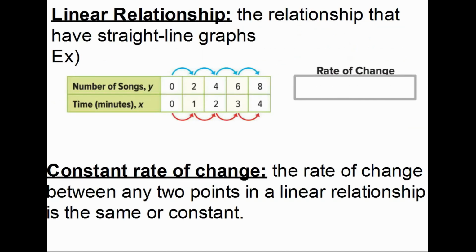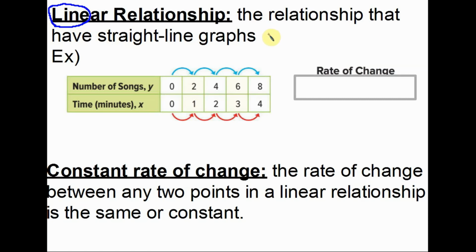The first vocab is a linear relationship. This is the relationship that has straight line graphs. For those of you who haven't heard the word linear before, to make it just a little bit easier, the word linear has a line in it. Thus, whenever I hear the word linear relationship or linear something, I think it's going to graph a straight line. However, some of the examples will not always provide graphs to begin with.